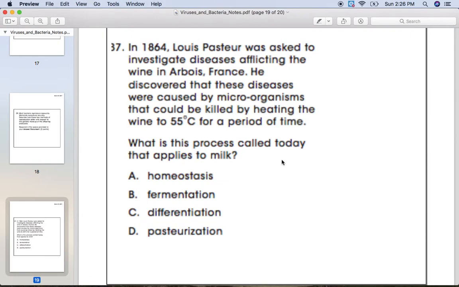What is that process called today? Well, if you know nothing else about it, look at his name, look at word parts, and hopefully you could pick out that, wow, this sounds a lot like his name. So pasteurization is the process he is known for.